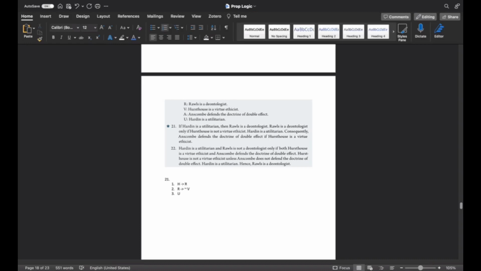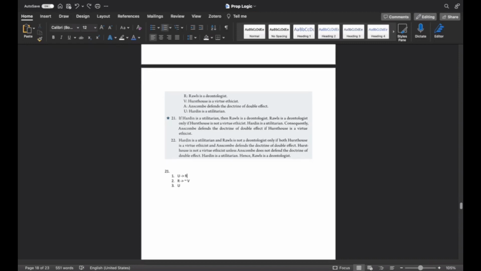I wasn't actually looking at the variables. I just assumed if Harden is utilitarian that it would be an H. But this one's not that intuitive. It is actually like the U stands for utilitarian. V stands for virtue ethicist. I had the R correct there.